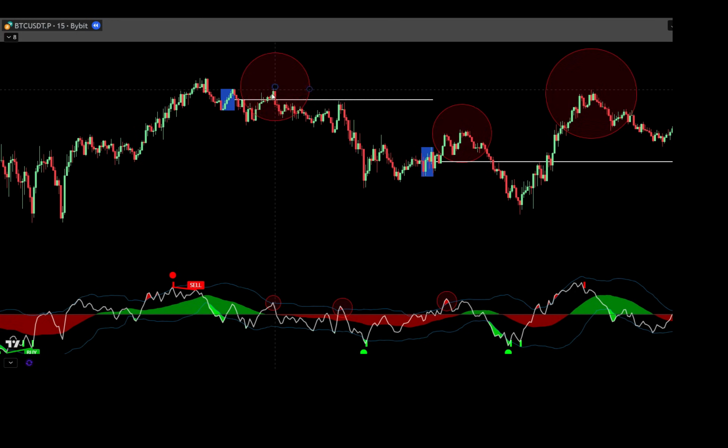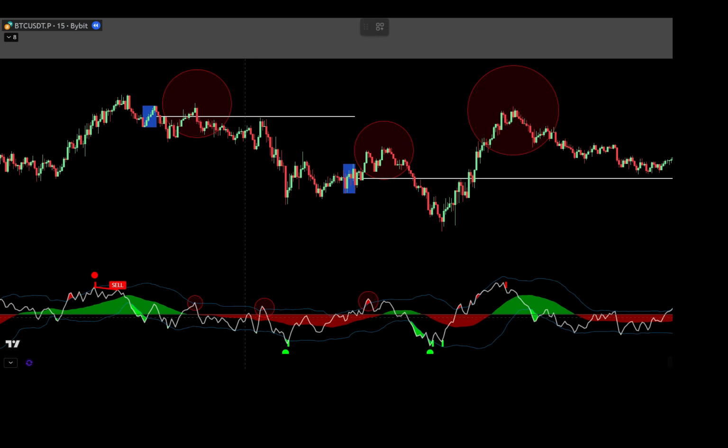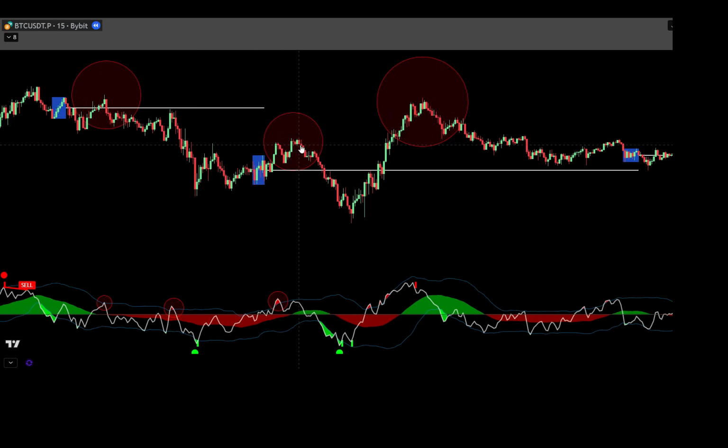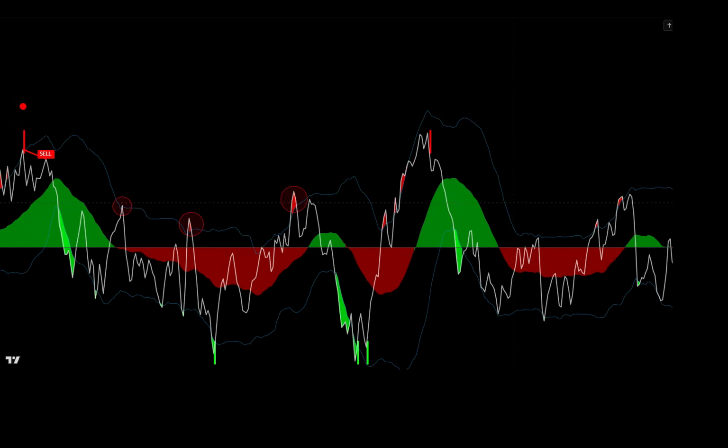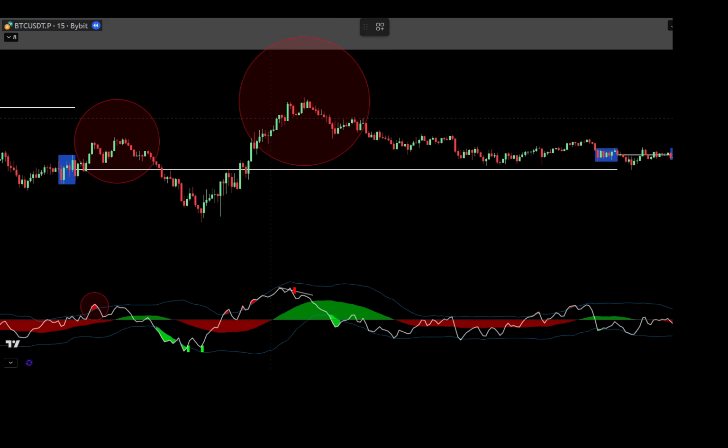We would have taken this one, but we would not have taken this one because price is not above the value line. We would have taken this one because it's above the value line. You can see this one over here, we would have focused on the divergence. You can see price is going up on the price. On the oscillator is going down. So a divergence also shows us when price is going to rotate back to value.